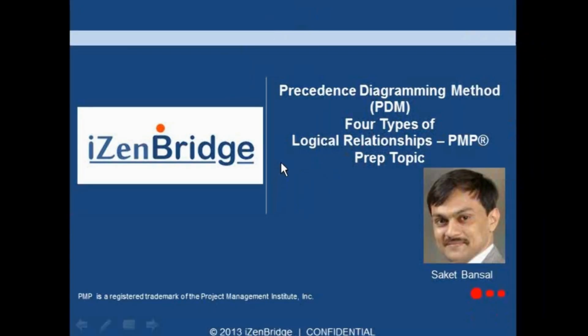I run a company named Eisenbridge Consultancy Private Limited, and in today's webinar we are talking about precedence diagram method relationships. There are dependencies between two activities, and there could be four types of those dependencies, and that is our primary focus of this particular webinar.